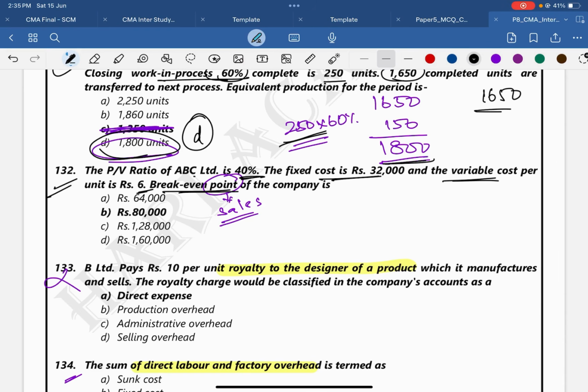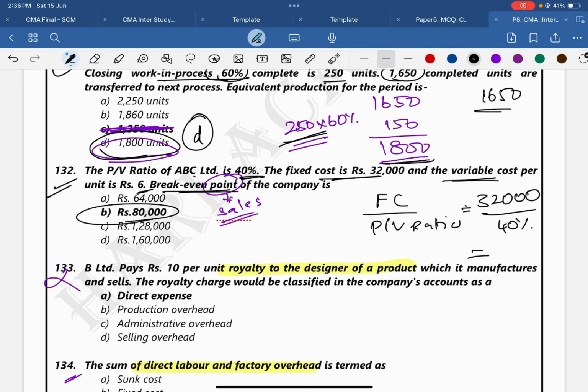Okay, break-even sales is there. What is the break-even sales formula? Fixed cost divided by PV ratio. Okay, what you can do, fixed cost you will have 32,000 divided by 40%. Very simple. 32,000 divided by 40%. If you put, I hope you will get 80,000. Take a calculator. 32,000 divided by 40%. Yes, you will get 80,000.